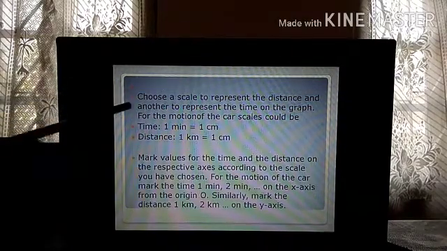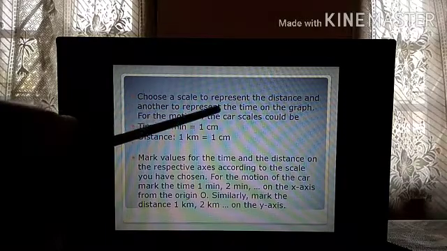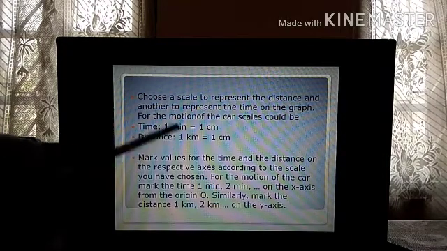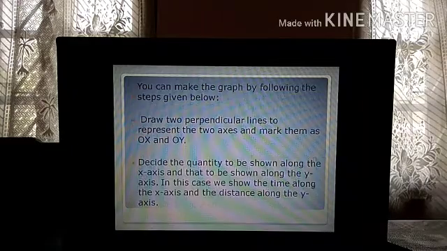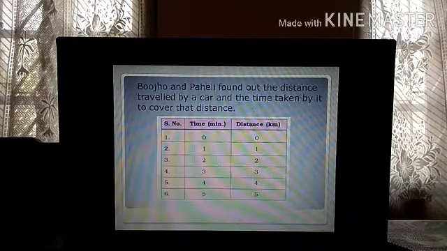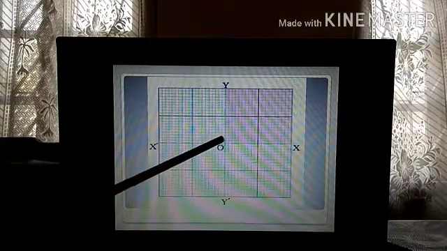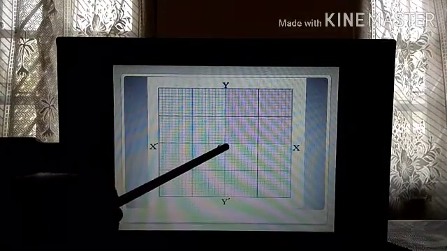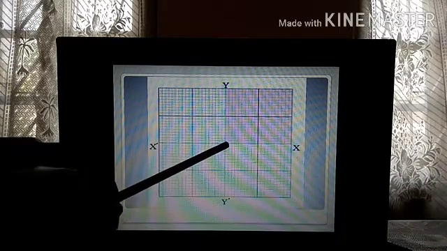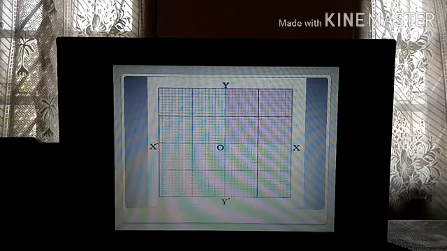Choose a scale to represent the distance and another to represent the time on the graph. For the motion of the car, scales could be time 1 minute is equal to 1 centimeter, distance 1 kilometer is equal to 1 centimeter. Now what is 1 centimeter? Wait, I'll show you. 1 centimeter is actually this one small box. In the graph you have many boxes, isn't it? So one small box represents 1 kilometer.